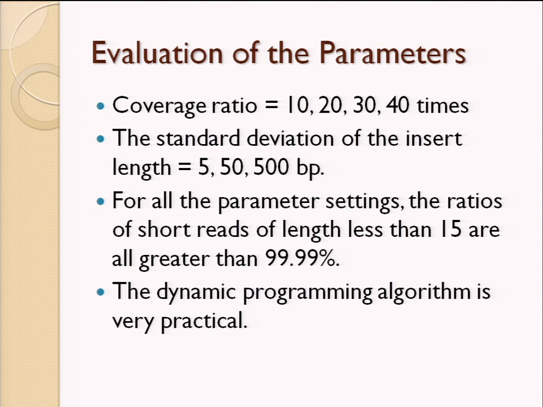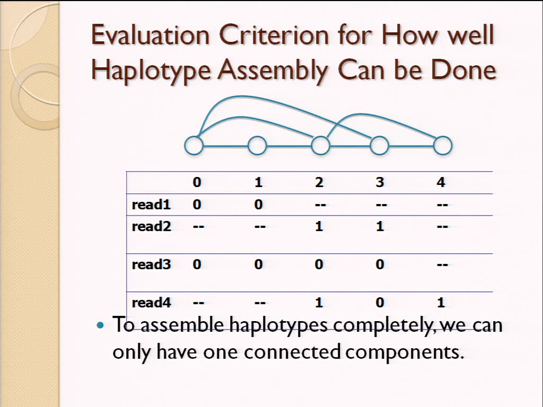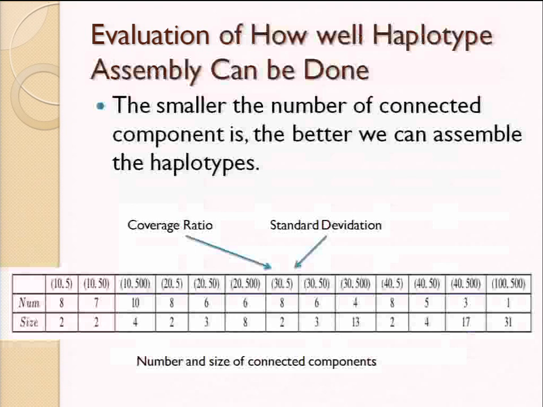We first observe that for all those short reads of less than 15, there are actually good percent. That indicates that the dynamic programming algorithm is very good technology. This is the issue. What criteria we use to see how well the haplotype can be assembled from the matrix where we create the word type. And also, there are reads spanning those words. To assemble the haplotype completely, we can only have one connected block. Also, the smaller the number of connected blocks, the better we can assemble the haplotype.